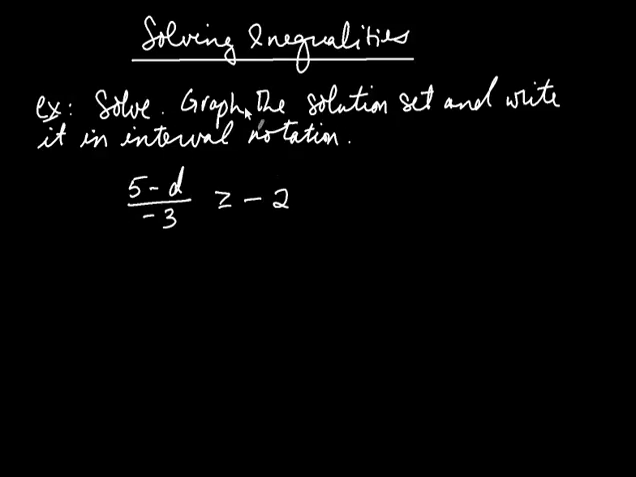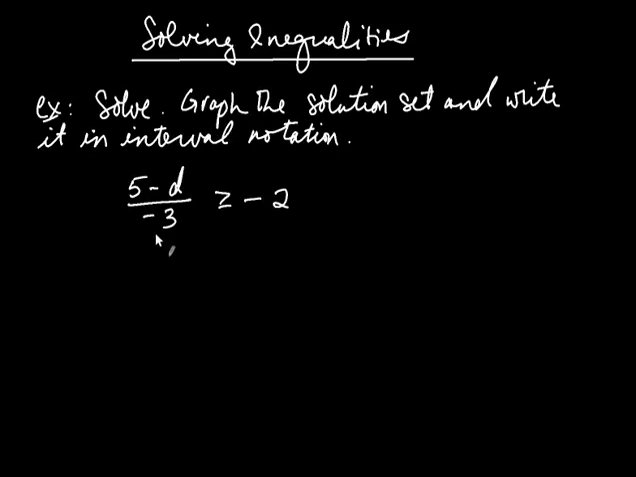Now first of all, that word graph, right? That doesn't mean graph on an xy coordinate system. You only do that when you have two variables. I can see on this problem I only have one variable, right? So that means this graph here implies that we want to graph the solution set on a number line.